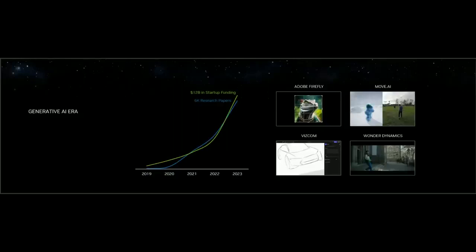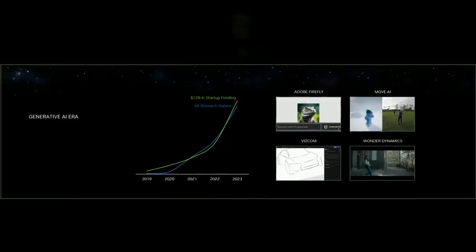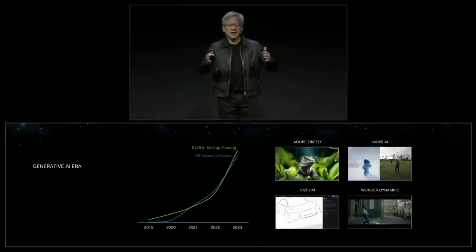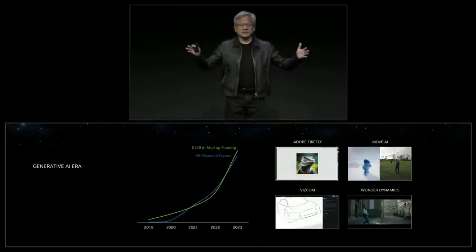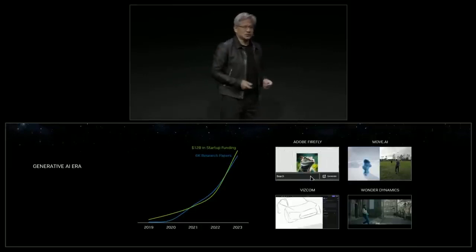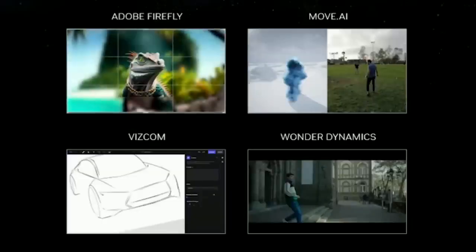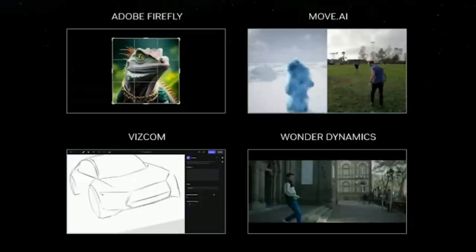Thousands of papers in just the last several years have been written about this area of large language models and generative AI. Here are some examples of some amazing things. This is the Adobe Firefly. Adobe Firefly does outpainting. Imagine the space around the image that we never captured. Move AI does mocap from just video. This is on the upper right. You decide which one's real. I'm going with the left.